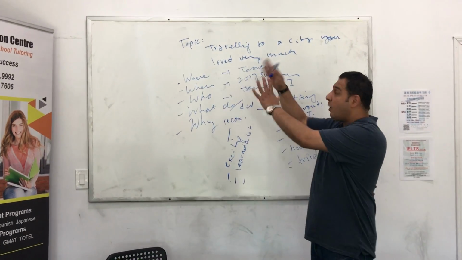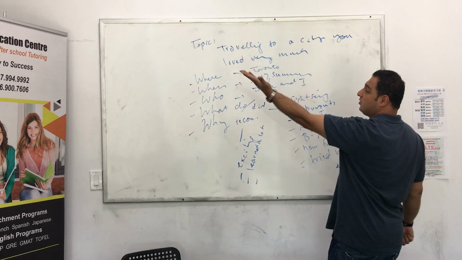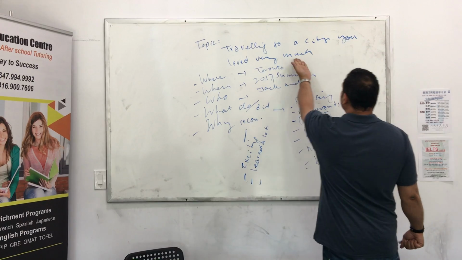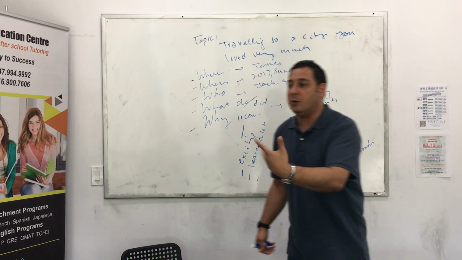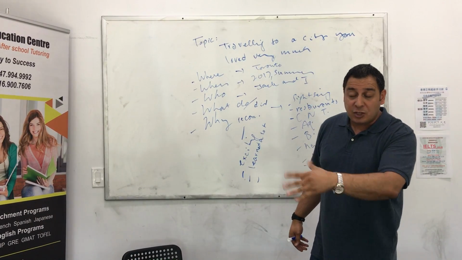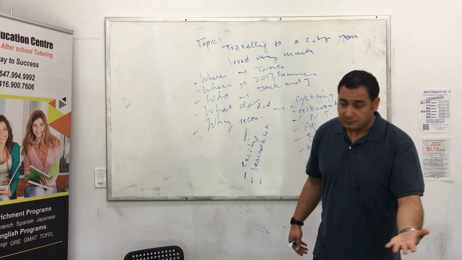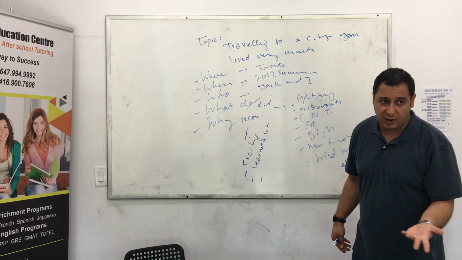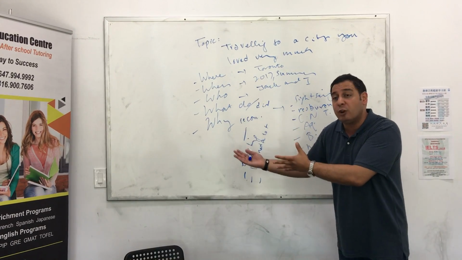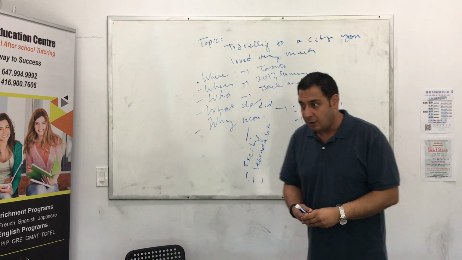For example, let's just imagine that this is one of the questions that you might have. Topic: traveling to a city you love very much, or your favorite trip to a city. The question might also be in your country or outside your country, or abroad. For example, if I'm from China and I travel to Toronto, Canada, then I'd like to talk about my trip to Toronto, which was a very good, memorable trip, right?